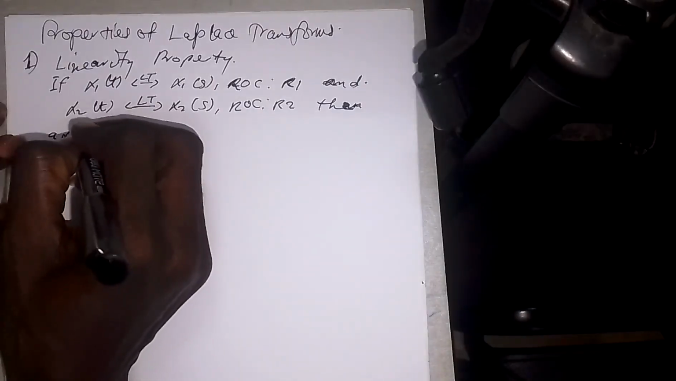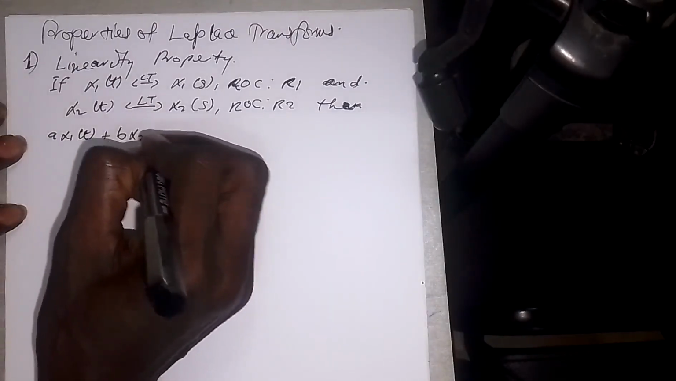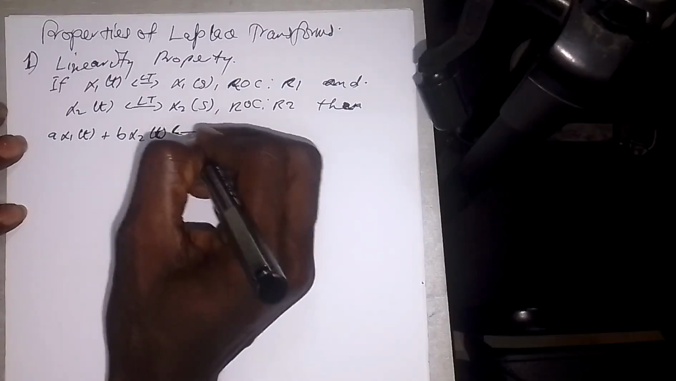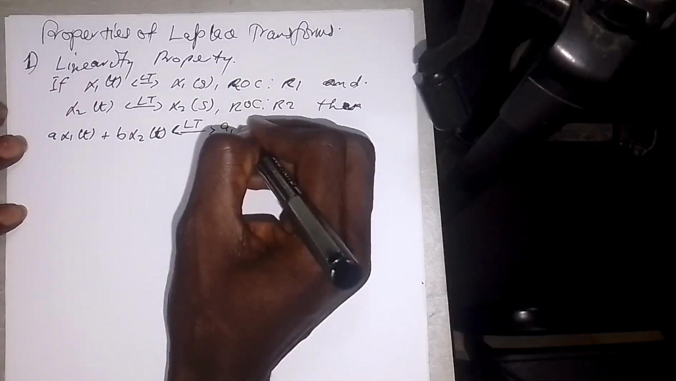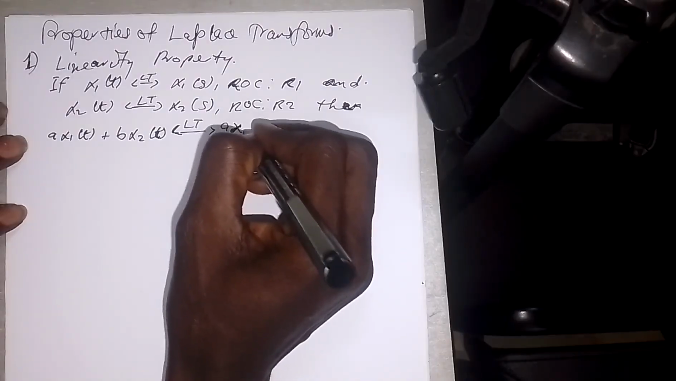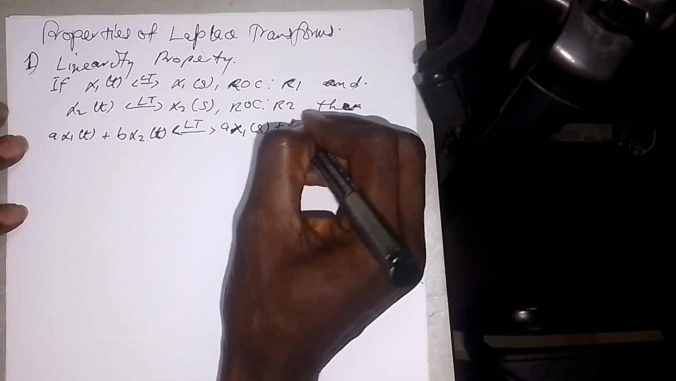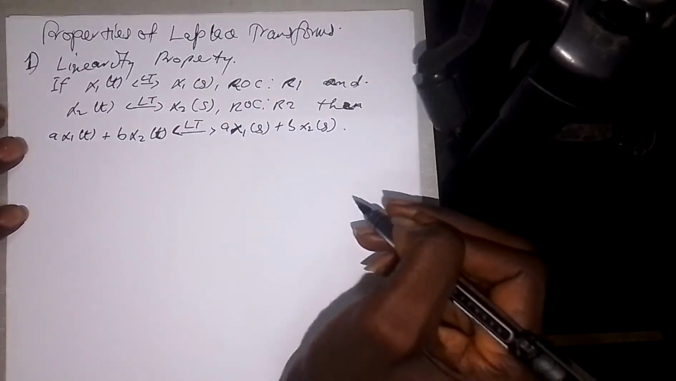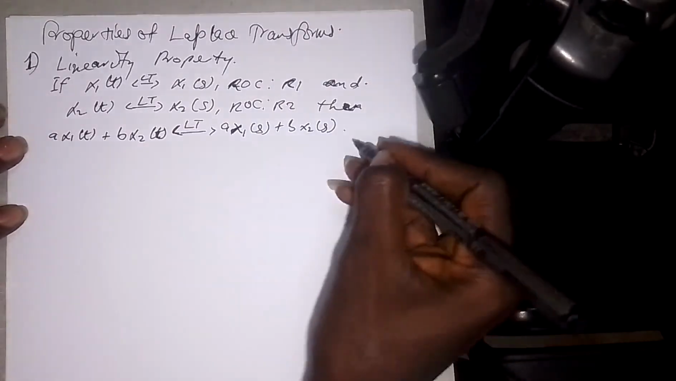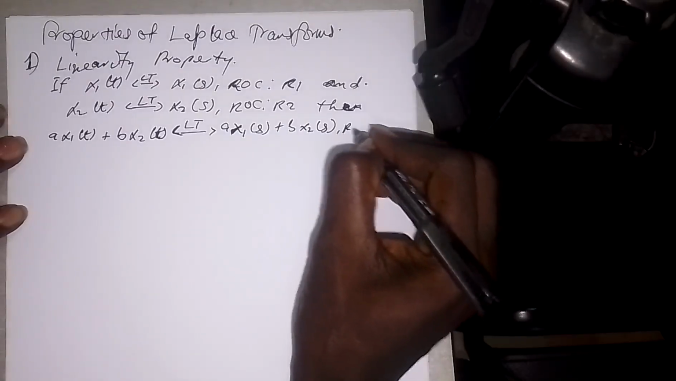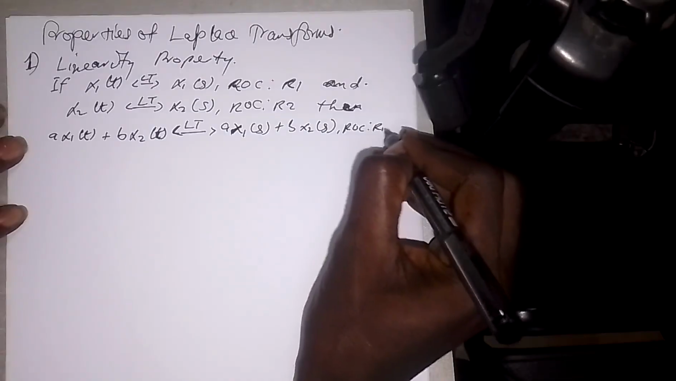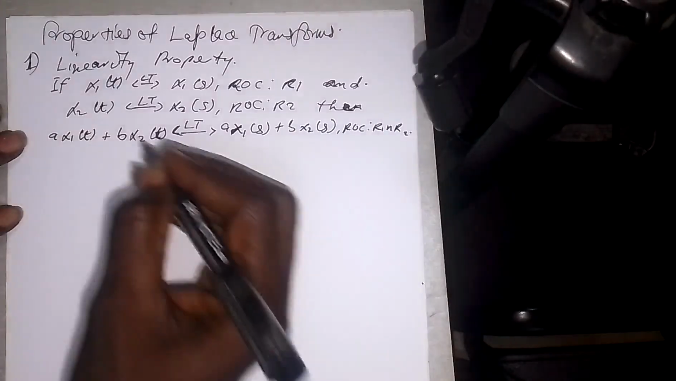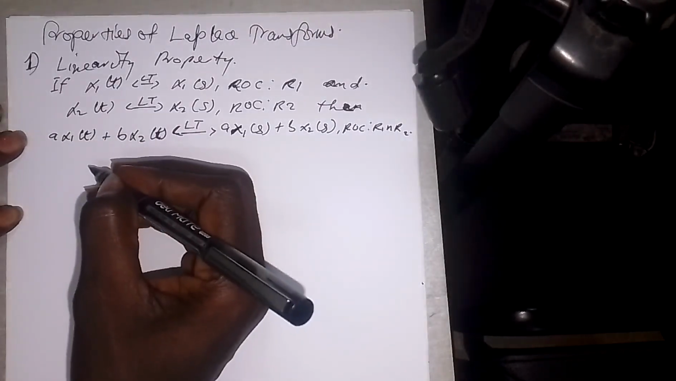a x1 of t plus b x2 of t should have a Laplace transform of a X1 of s plus b X2 of s. Then we are expected to have this transform, and the ROC should be R1 intersection R2. So here let's just prove this simple thing.